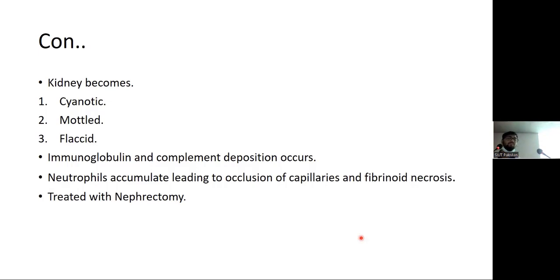When there is a neutrophilic accumulation, leading to the occlusion of capillaries and fibrinoid necrosis. And it is basically treated with graft nephrectomy.